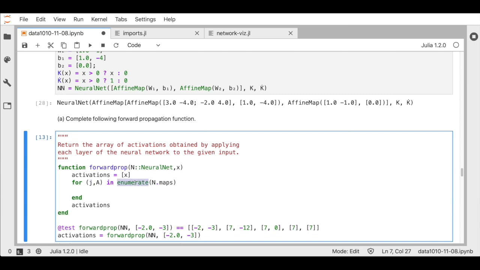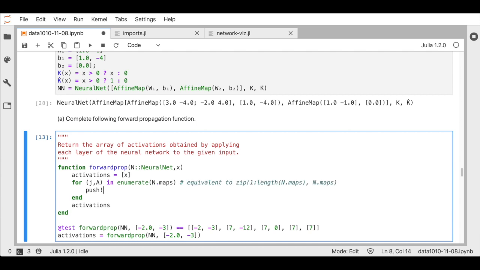Enumerator is an iterator that assigns to this first variable the index of the step. So it starts with j equals 1, then j equals 2, and so on. And the second variable is assigned to the corresponding entry of this list. So this is equivalent to zipping the range from 1 to the length of n maps with n maps.